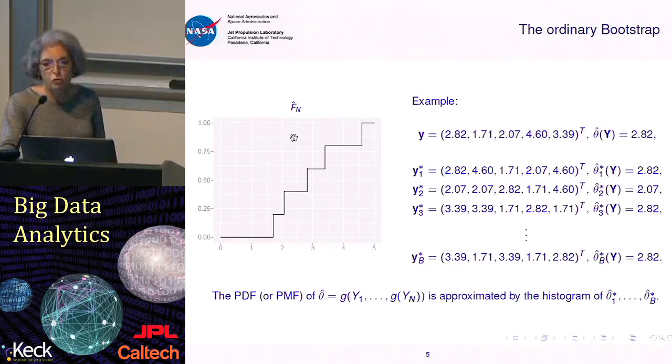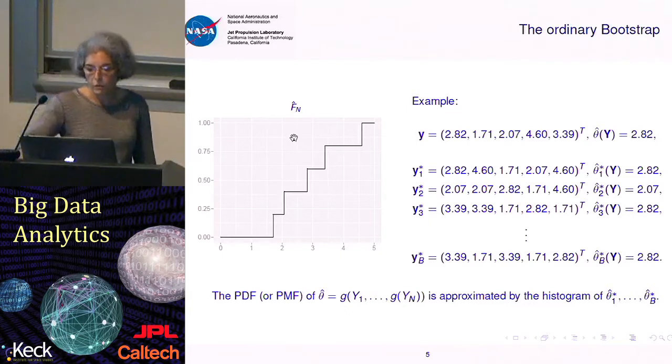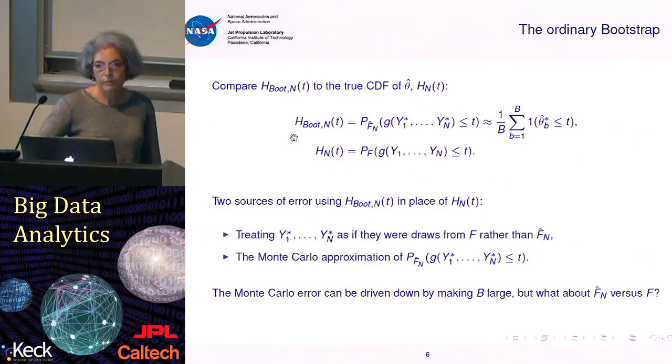So the true median of this sample is 2.82, and then I draw B additional resamples, where you can see that now in some cases I have gotten the same value more than once, and on each resample I compute the median. The PDF or PMF of G is going to be approximated by the histogram of those theta hat stars, as the CDF is going to be approximated by that Monte Carlo average. Okay, so now we're at the really important part.